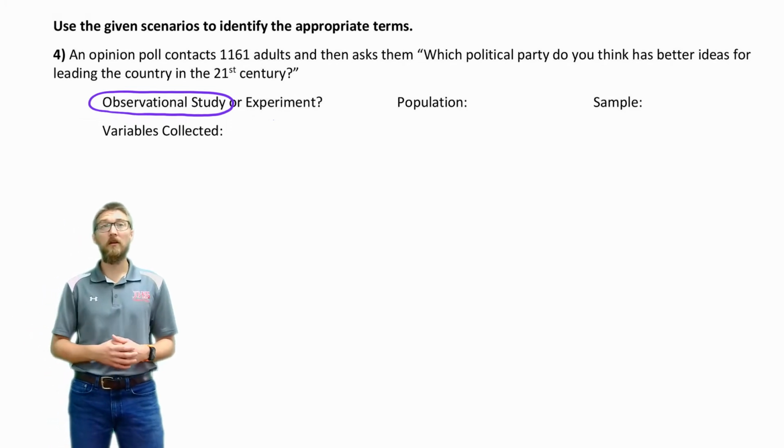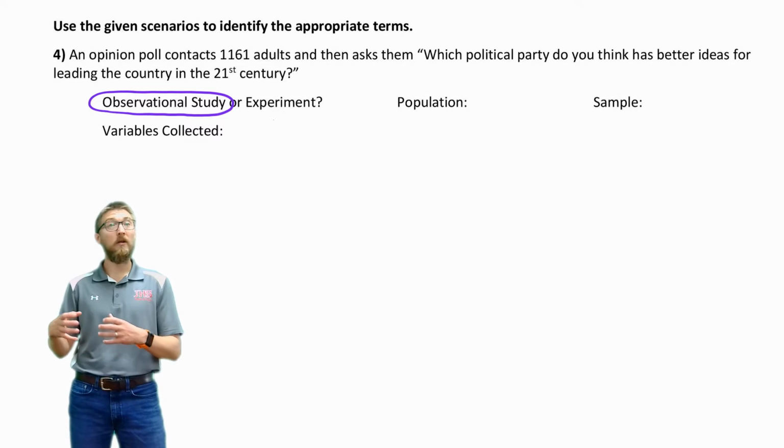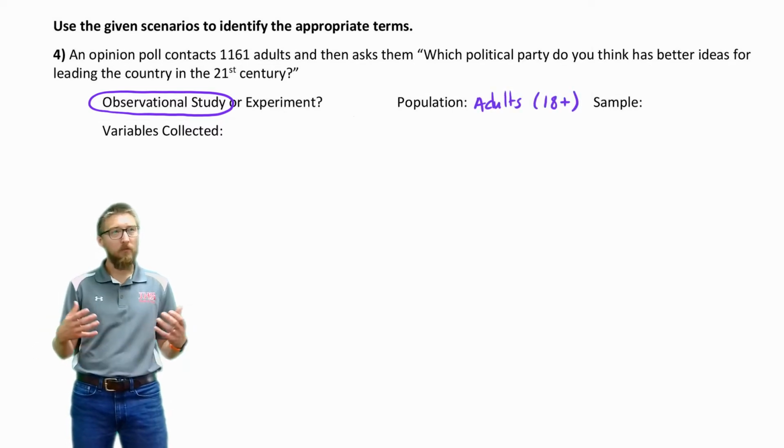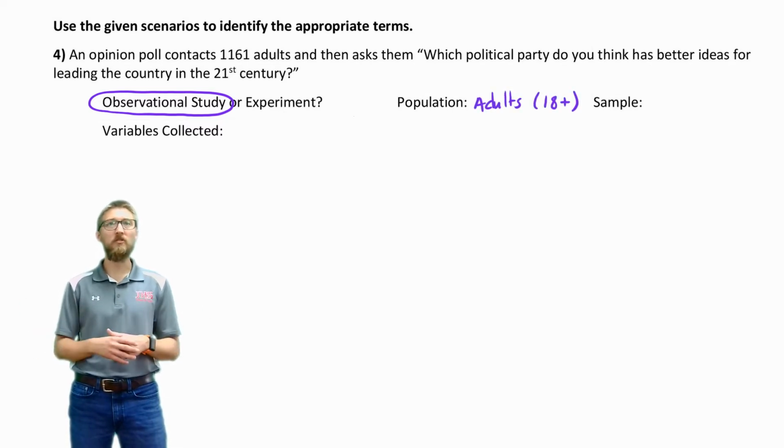The population that they are wanting to know information about would be all adults. Probably here in America, but you could just say adults.